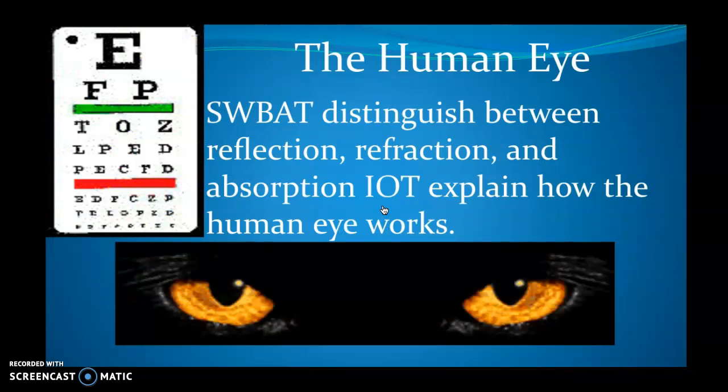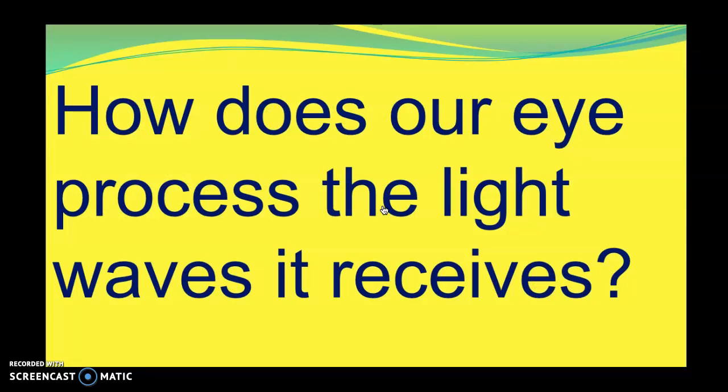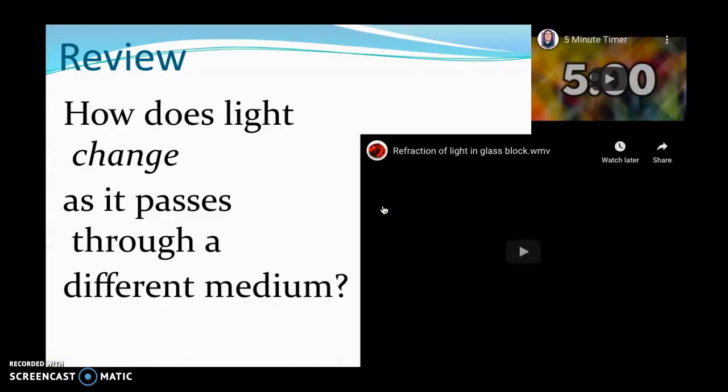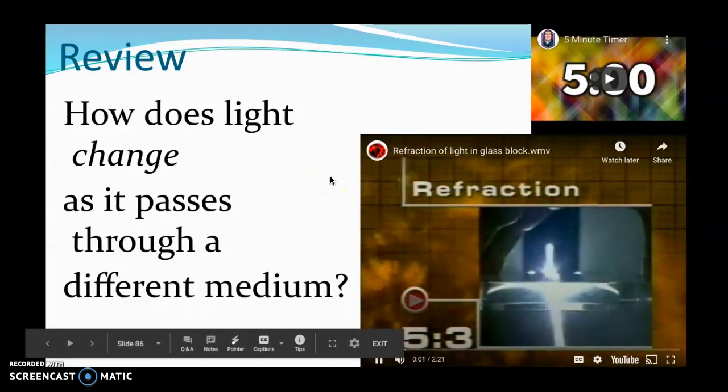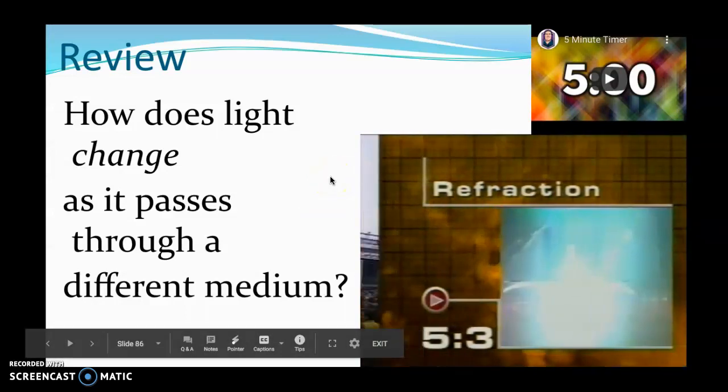Okay, so here's our objective for the day. Distinguish between reflection, refraction, and absorption in order to explain how the human eye works. You kind of need to know those differences and make sure you're understanding those interactions. That's why we reviewed them, in order to understand how the eye works, because the eye makes use of all those interactions. So how does your eye process the light waves it receives? How does it take that light and make it something we can understand? We just want to show you one quick view of a video here of how refraction works.